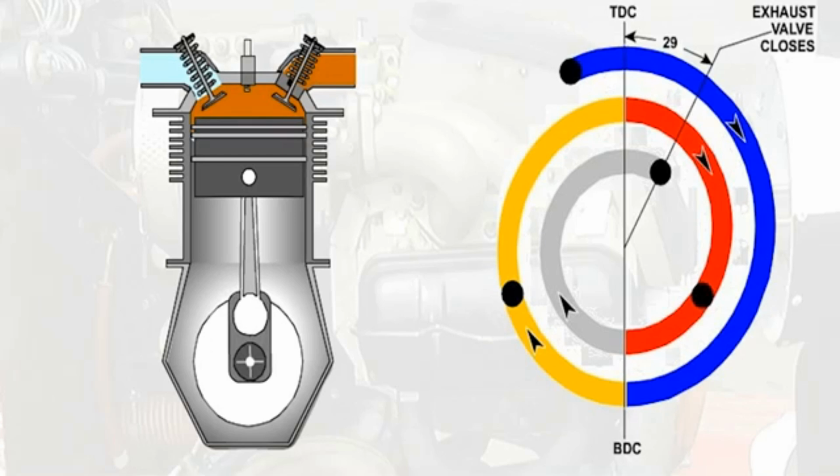Finally, the piston moves upwards, forcing the remaining gases out of the cylinder. The exhaust valve is left open after top dead center to permit the gases to scavenge the cylinder as completely as possible by their momentum.